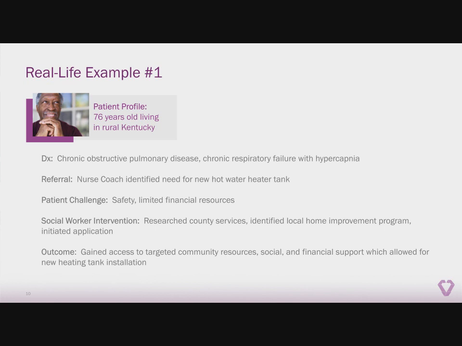And so what we found as part of this conversation was if we were able to connect and solve what was really the driving issue in his healthcare delivery, we'd be able to support a better outcome. And so what we did as part of our intervention was connect the patient with a social worker who found county services, identified a local home improvement program, and initiated the application that ultimately allowed for the patient to receive a new water heater tank.